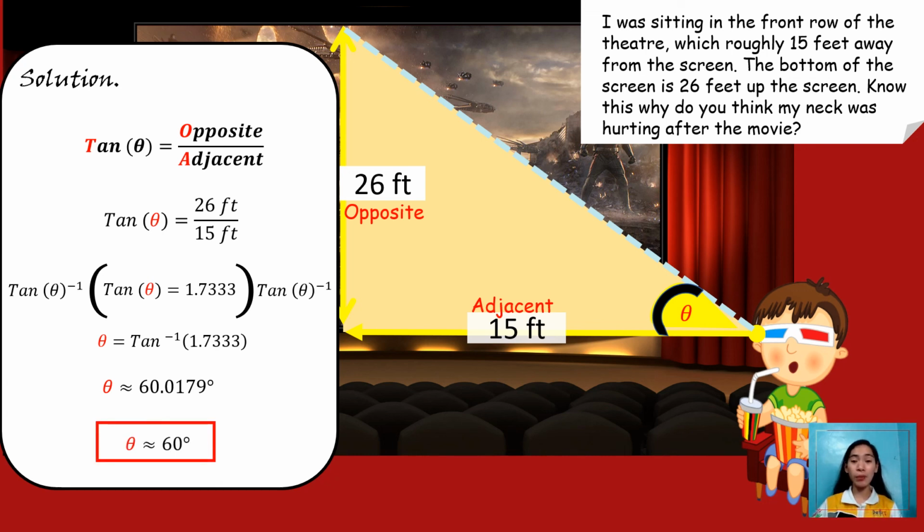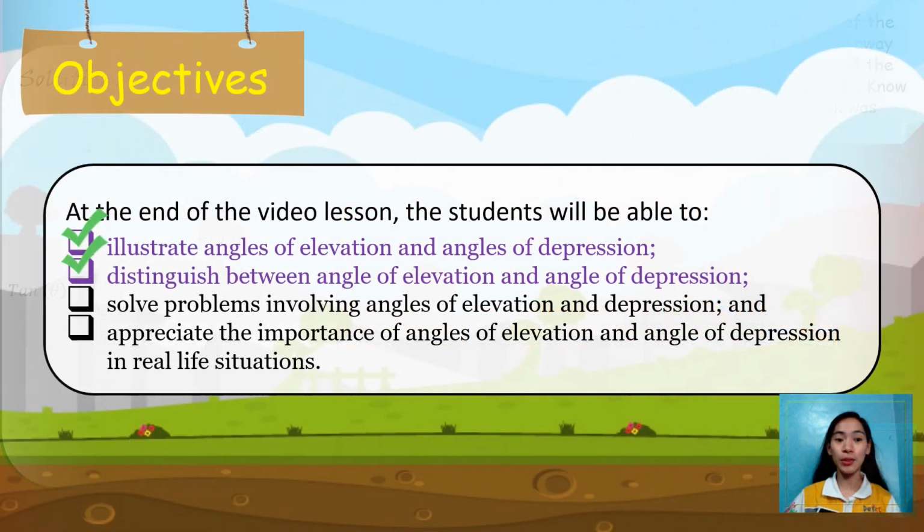So that's why my neck is hurting, because I was too close to the screen. So I have an angle of elevation of 60 degrees. So now we're done. We are done in solving problems involving angles of elevation and depression, and also appreciate the importance of angles of elevation and angles of depression in real-life situations.